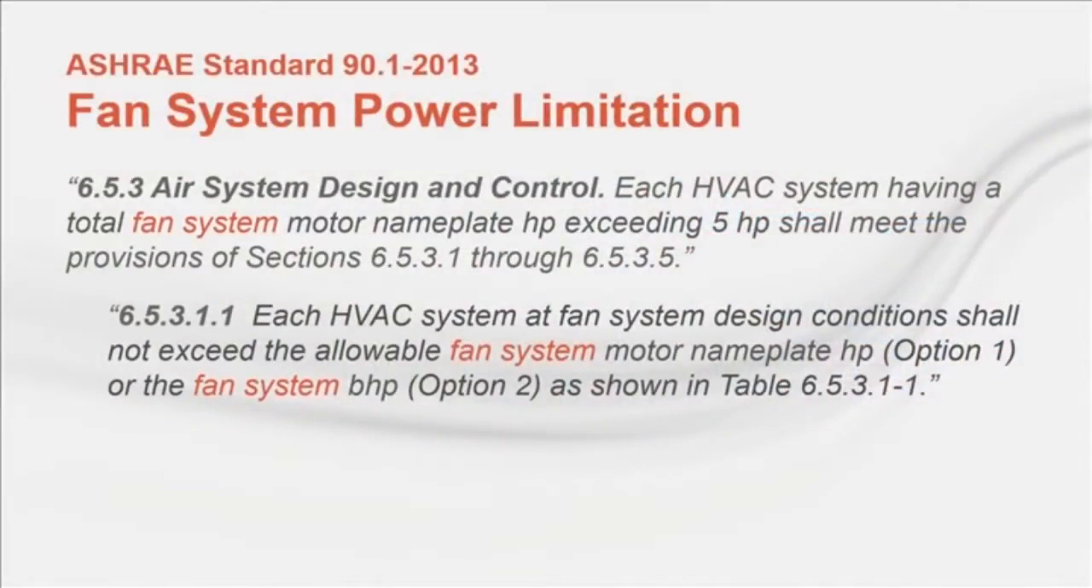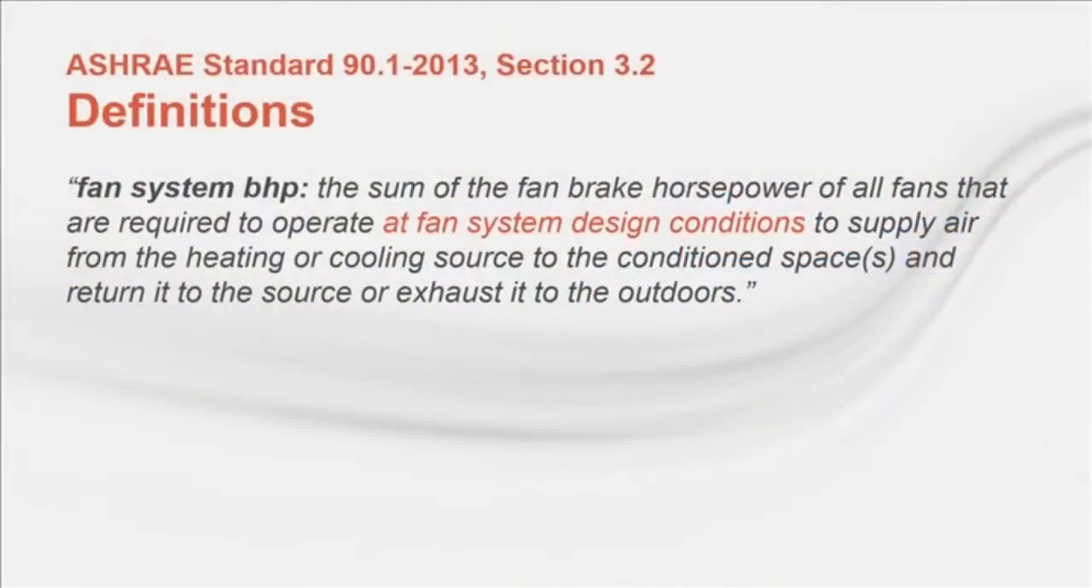With the power limit calculated, the next question is, what does Standard 90.1 mean by the term fan system? Does this limit apply to each separate fan, all the fans in the building, or what? The answer is found in the definition section of the standard. Here it clarifies that this fan system power limit applies to the sum of all fans that are required to operate at fan system design conditions.